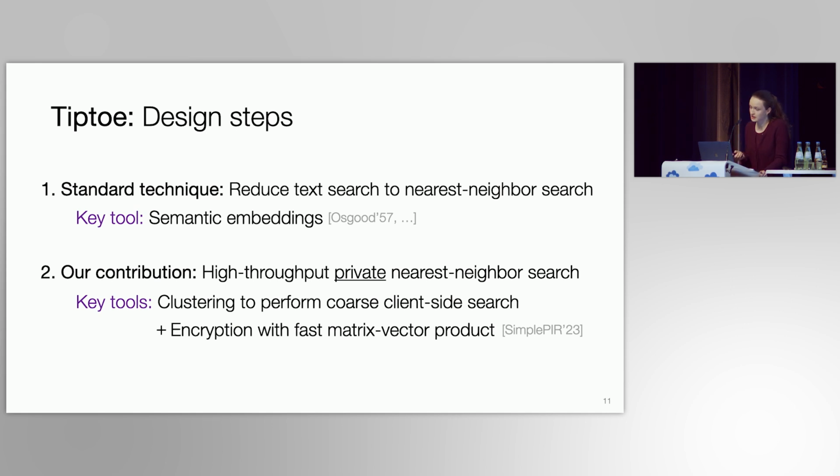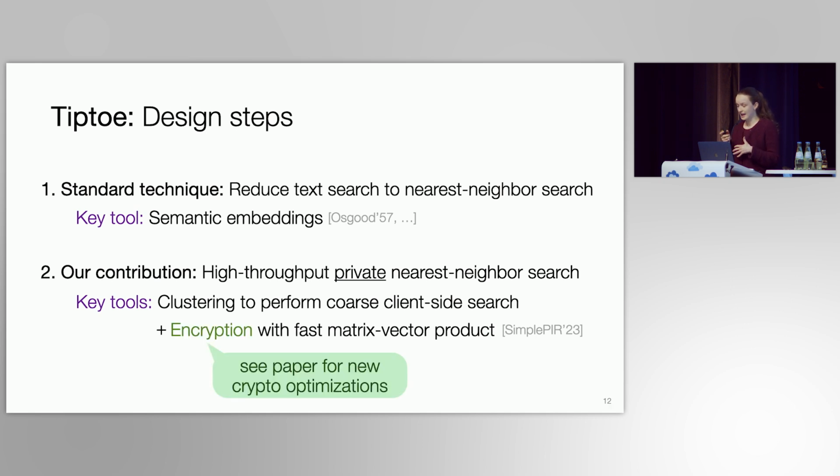And so here, crucially, we're going to make use of clustering techniques that will let us first perform a coarse nearest neighbor search locally on the client. And then we're going to use an encryption scheme that's going to let us compute encrypted matrix vector products under encryption quickly. And actually, we give some new optimizations to this encryption scheme to improve its communication and its storage, and I won't have time to show them in the talk, but you can find details in the paper.